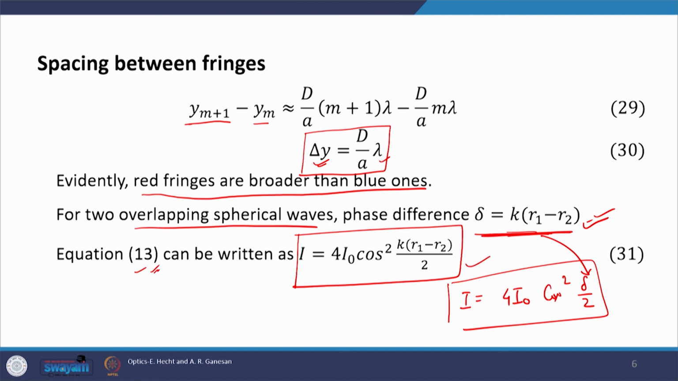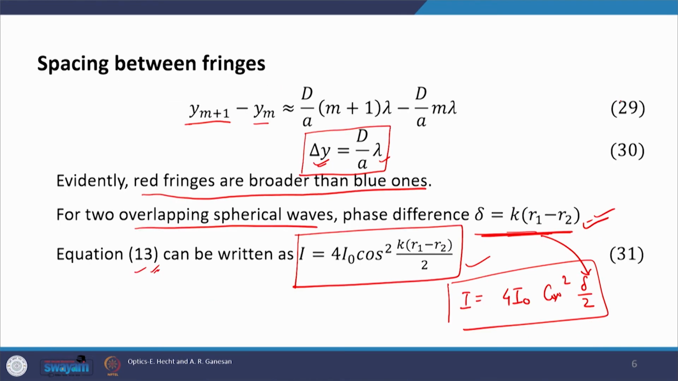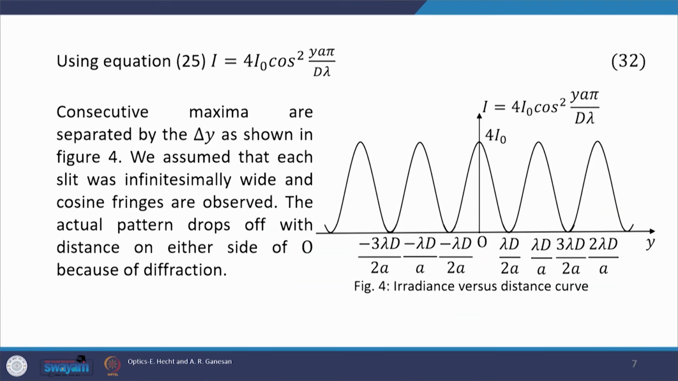Now, in equation 31, we know the value of r1 minus r2. We calculated it in equation number 25. We will substitute it back, and this gives the expression of irradiance, which we will observe at the screen in Young's double slit experiment.